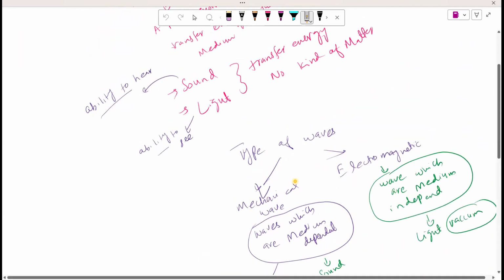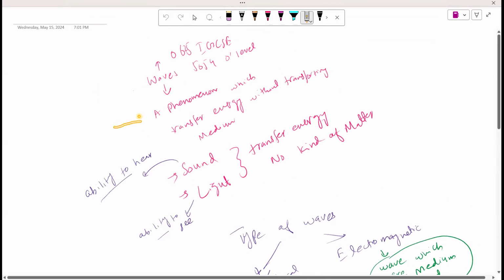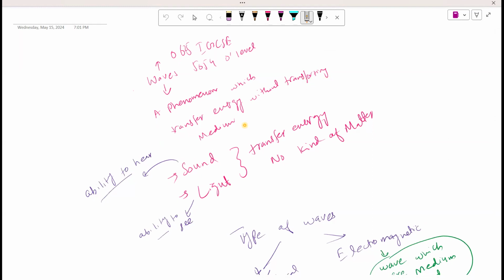Before getting into the types of wave, let me redefine what a wave is. तो हम wave को define करते हैं. It's a phenomenon which transfers energy without transporting medium. ठीक है? A wave is a phenomenon which transfers energy without transporting medium.